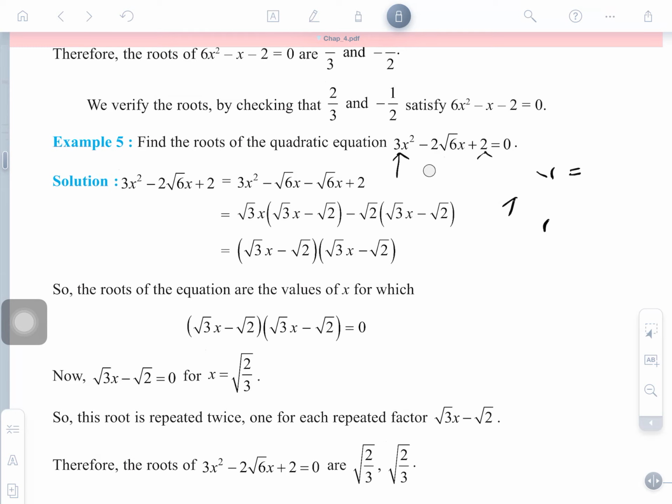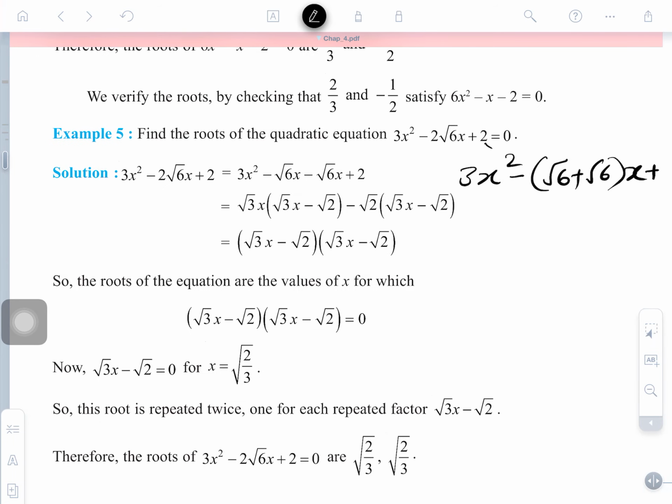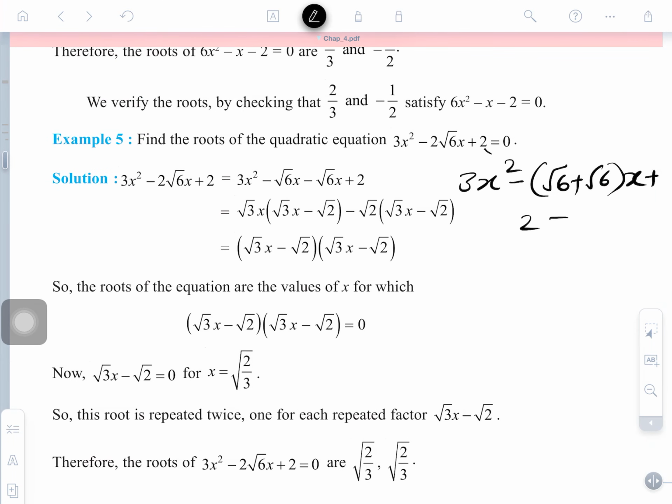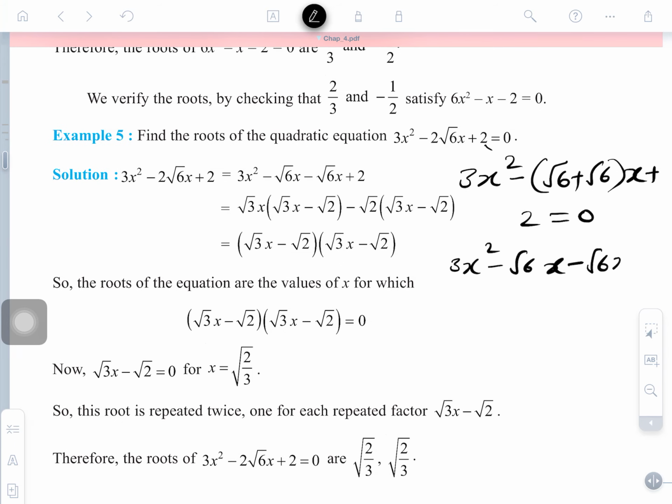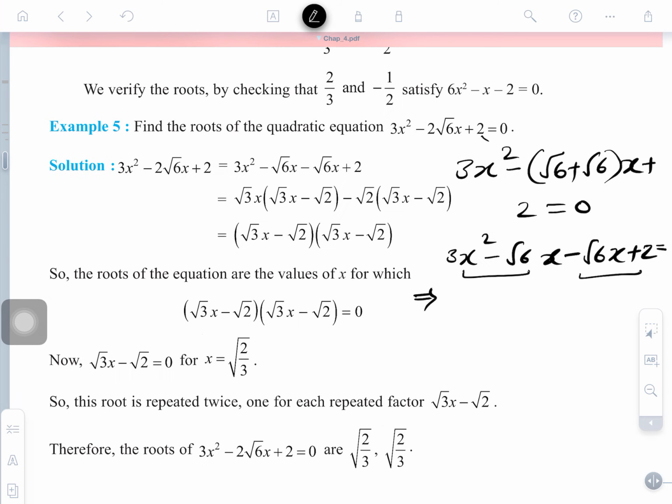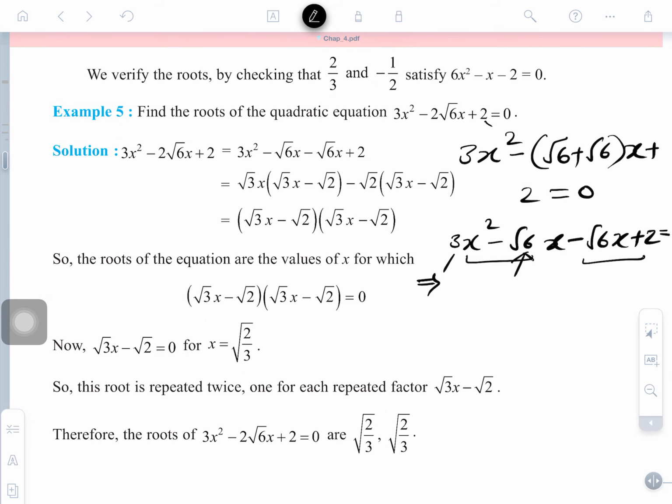So what will be the arrangement here? Your factorization will be 3 times x² minus, here will what, root 6 plus root 6, and what next, bit is outside x there, plus what, 2 is equal to 0. Now do solve this. So here will be 3x² − root 6x − root 6x + 2 is equal to 0. In these two, what is common in these two? It's root 6, it's 3.